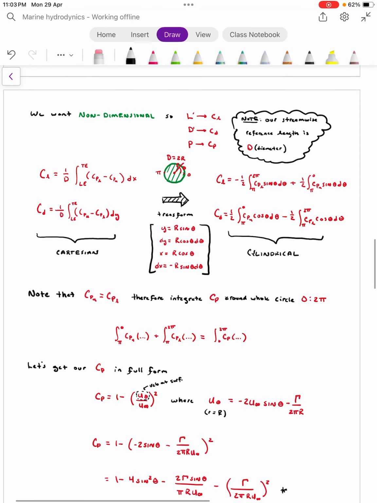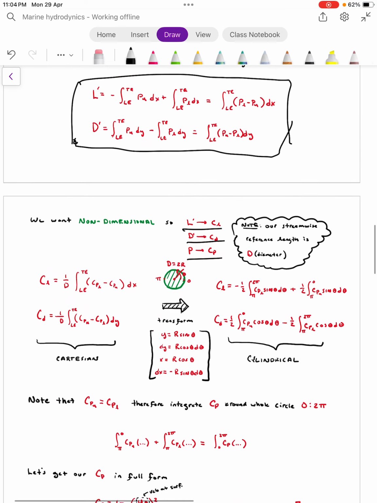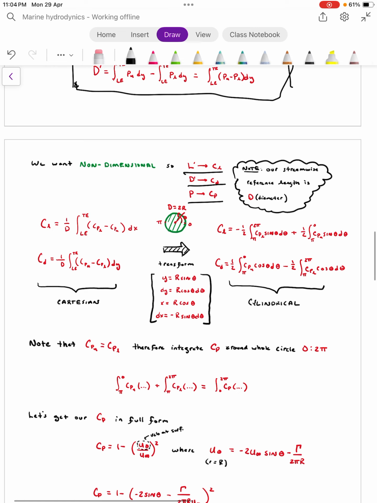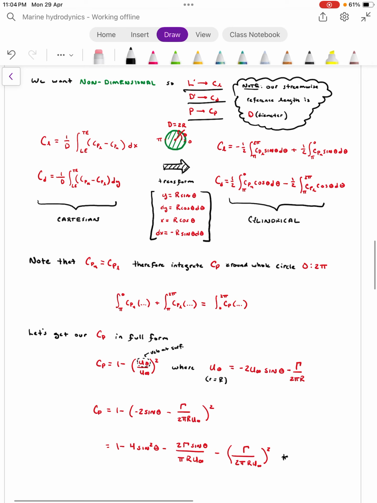Now we will go to non-dimensional quantities. L dash, the lift force, is converted into CL, D dash is converted into CD, and P is converted into CP. So now we will further calculate it. We will get CL equals 1 by c, integral from trailing edge to leading edge of (CP lower minus CP upper) dx. Okay, we will get this expression.